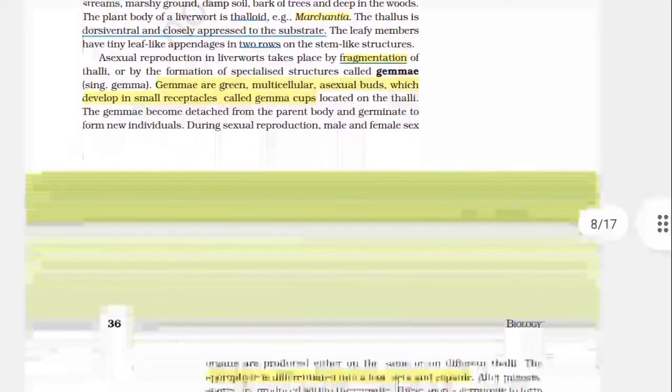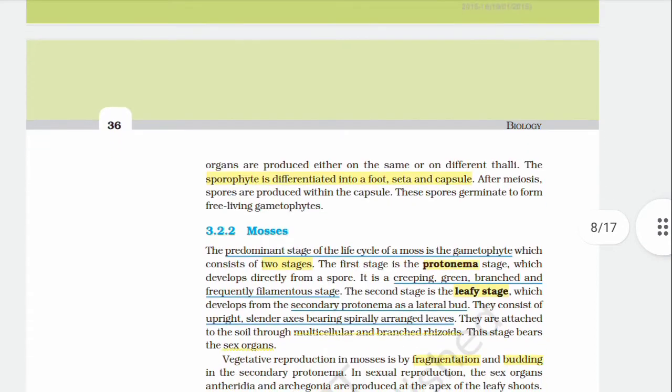And sexual reproduction is by production of gametes. So the sporophyte, that is a diploid sporophyte, is differentiated into foot, seta and capsule. The meiosis, because sporophyte is diploid, now we have to change into haploid to form the plant body. So the meiosis will take place in the capsule and they will produce spores that are haploid. These haploid spores will germinate to form the haploid plant body gametophyte.